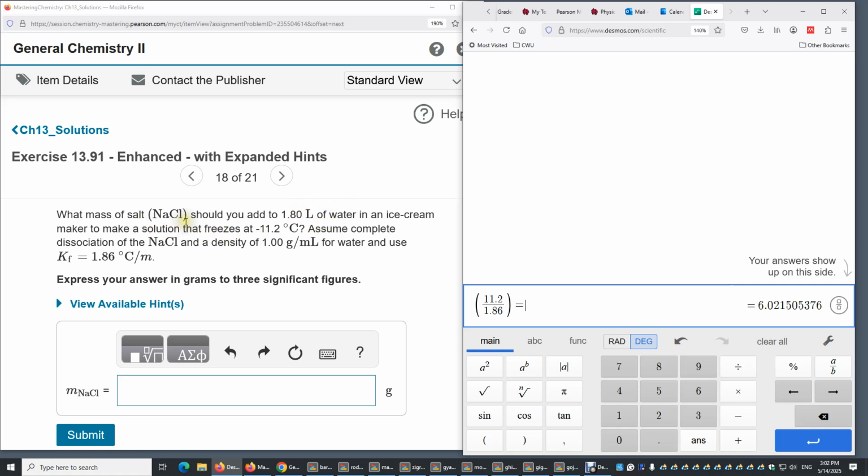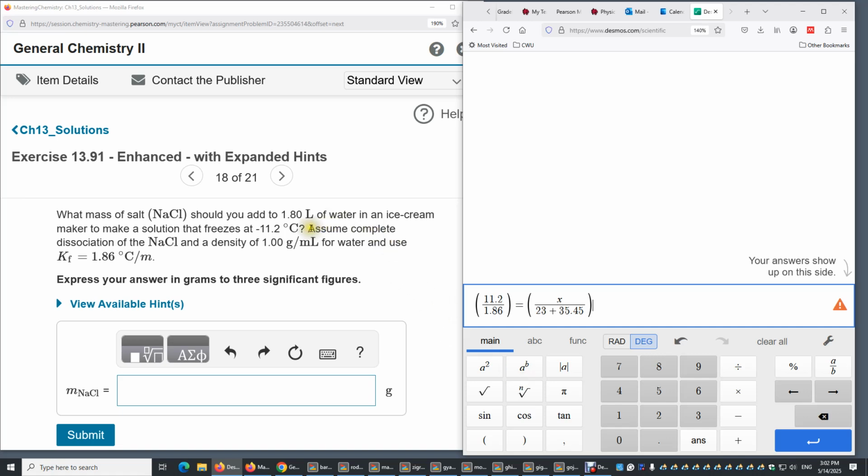What's the number of moles? We don't know. The question is about the mass, so the number of moles is X divided by the molar mass of sodium chloride. Sodium is 23, chlorine is 35.45 from the periodic table. Now we have the number of moles of sodium chloride.